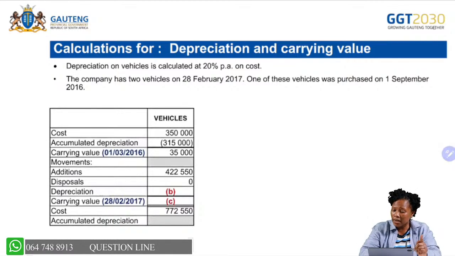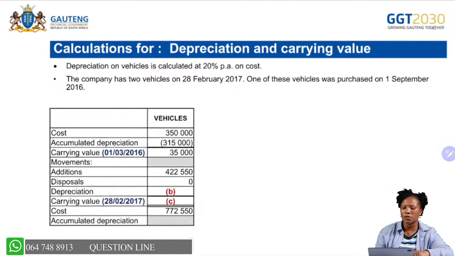The company has 2 vehicles on 28 Feb 2017, and that is our end of the year. One of these vehicles was purchased on 1st September 2016. One of the vehicles was bought during the year. And remember that if anything is bought during the year, it's very important that we draw up a timeline, or you use your fingers to calculate. That is going to help you a great deal. All right, but I will always advise people to say, let us start by calculating the depreciation for the old asset. And then from there, you will calculate the depreciation for the new asset.